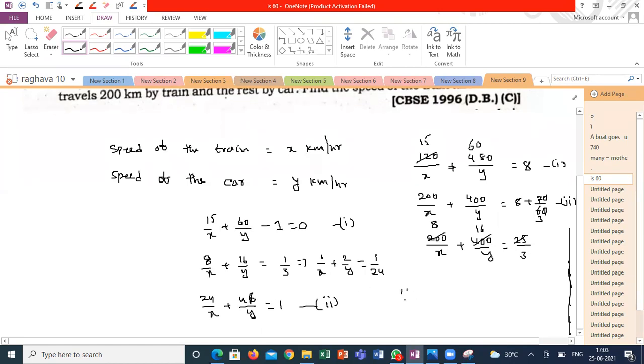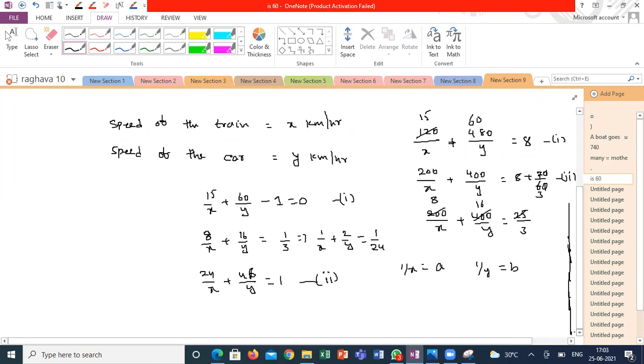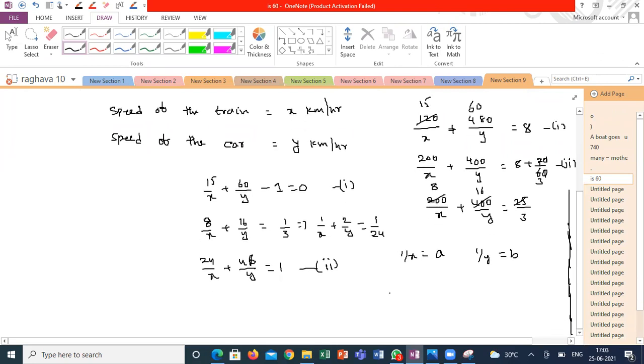So if I assume 1 by x is equal to a and 1 by y is equal to b, then I will get another standard linear equation to solve. 15a plus 60b minus 1 is equal to 0, and 24a plus 48b minus 1 is equal to 0. Solve these two equations and first tell me what the a value and the b value are.